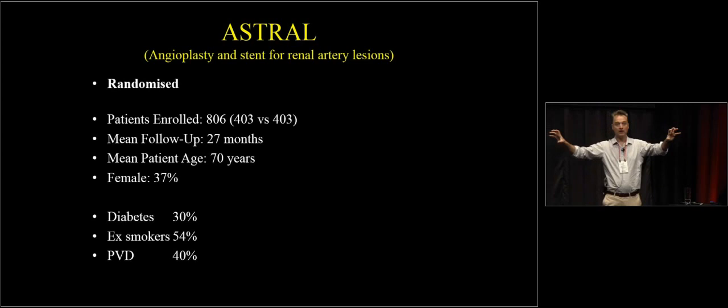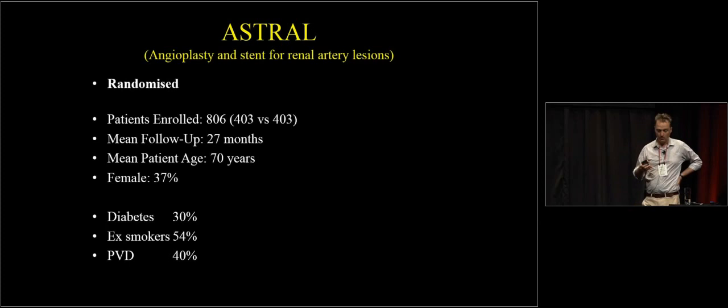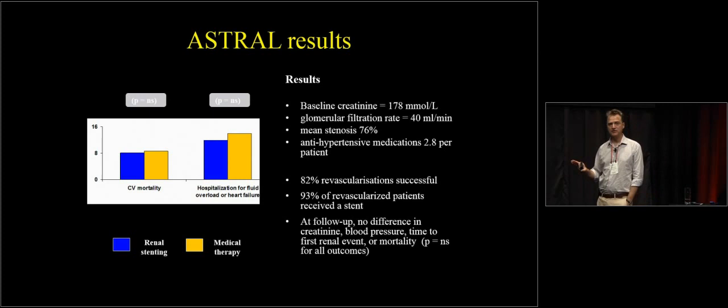And they enrolled a good number of patients that were fairly typical. They were mean age 70, there were diabetics, peripheral vascular disease, so reasonably representative, but they only followed them up for 27 months, which was one of the deficiencies. But over that time, it was a negative study. The stenting arm offered no benefit in any outcome, including blood pressure control.